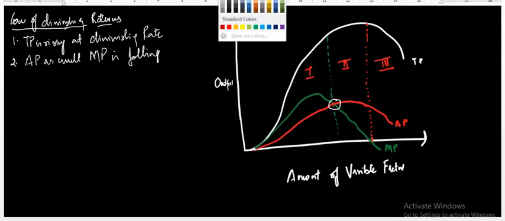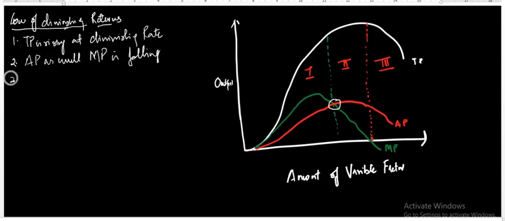Now this stage ends when marginal product becomes 0. In this case the marginal product is equal to 0, and this stage is over when the marginal product tends to move into the negative territory.